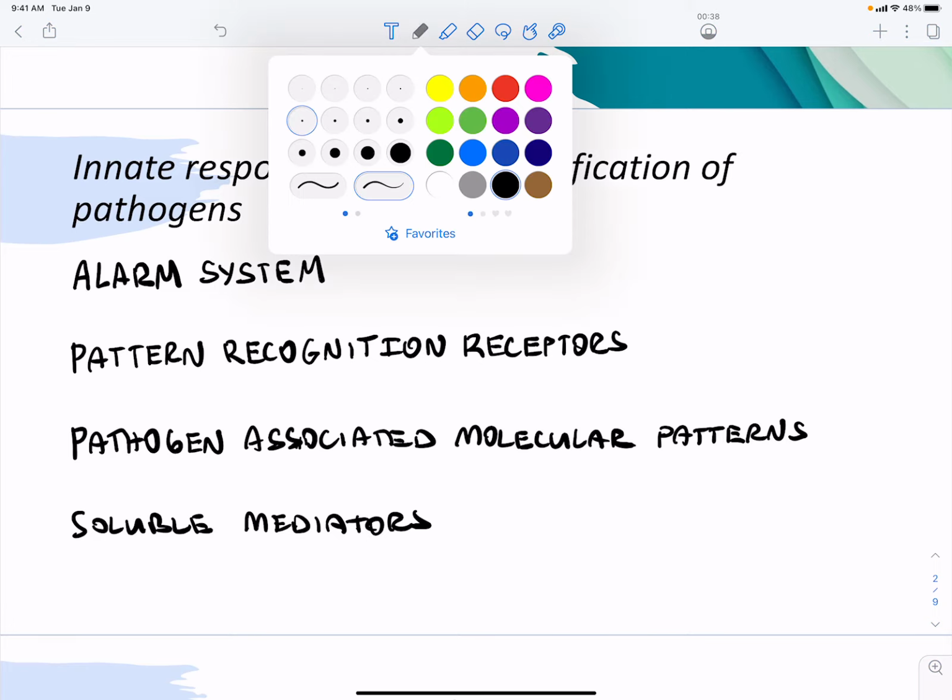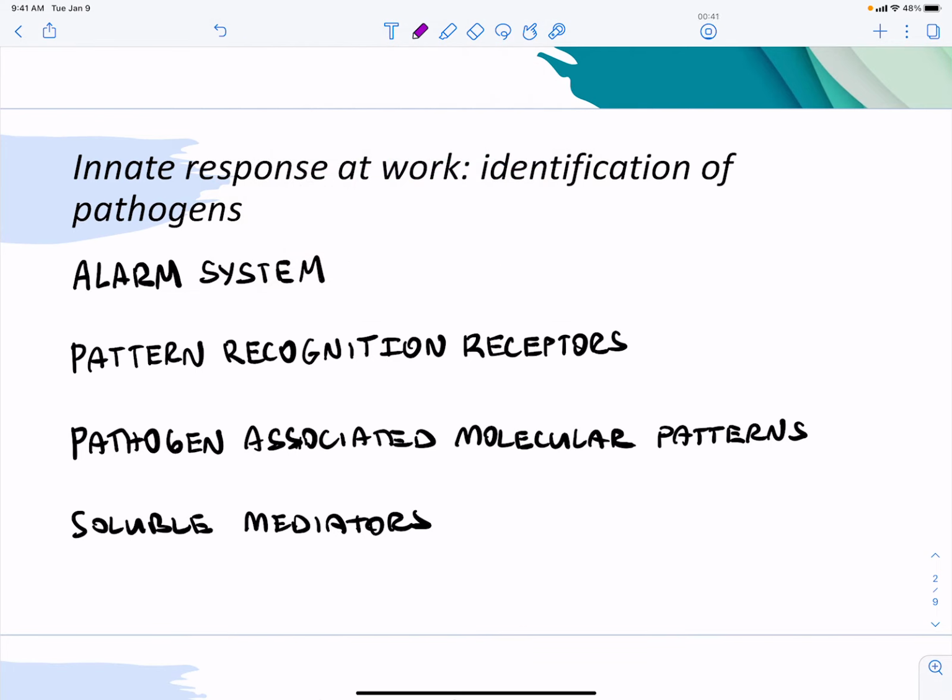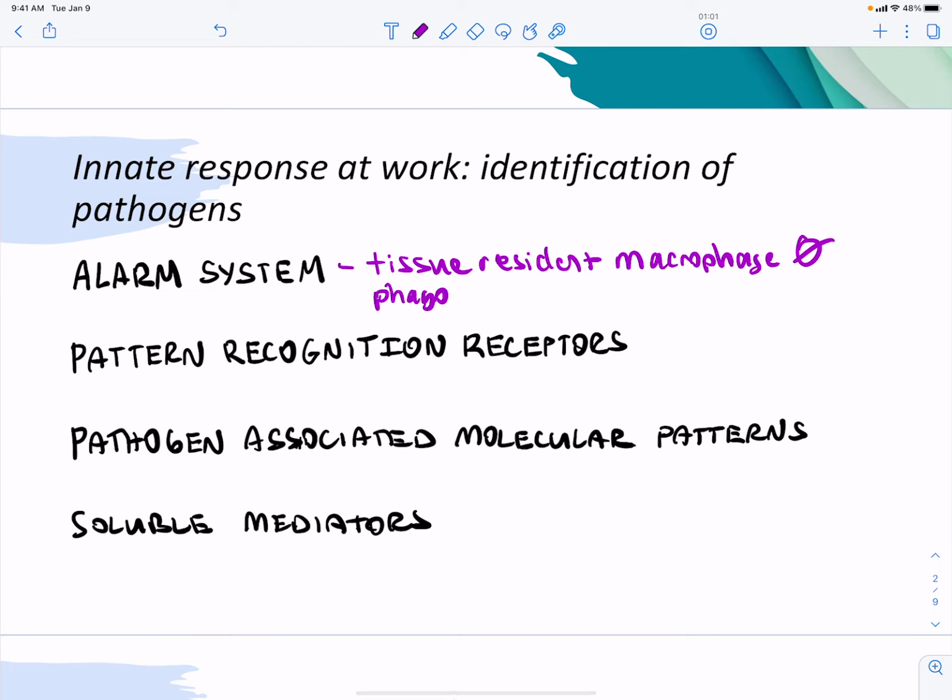And those alarm cells are our tissue-resident macrophages. Now, our tissue-resident macrophages reside in all our tissues. Sometimes they're called different names. They can be called the Kupffer cells, for example, in your liver. But regardless of their names, they have the same function. They are phagocytic. They are relatively long-lived inside of their tissues, so they hang out for a long period of time, and they're able to recognize pathogens.